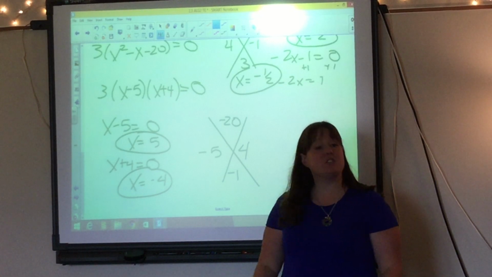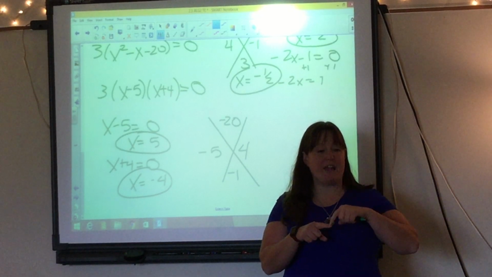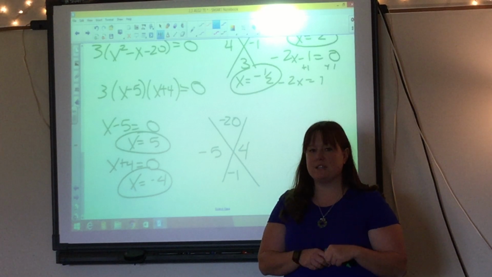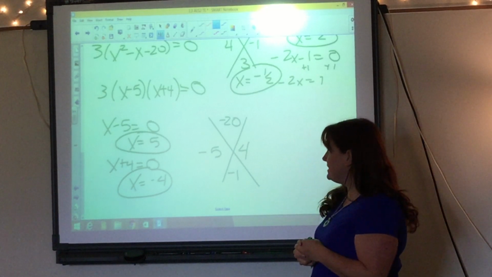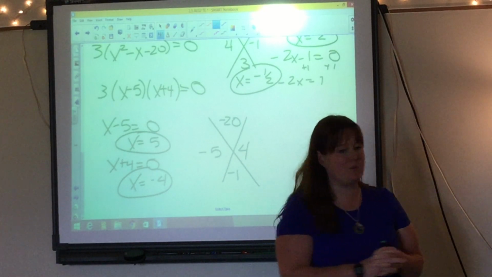The 3 just tells you how fast it's rising from the vertex, but it doesn't actually change its intercepts at all. Okay? So that's it? So that's it on that. So let's practice graphing and what they actually look like.